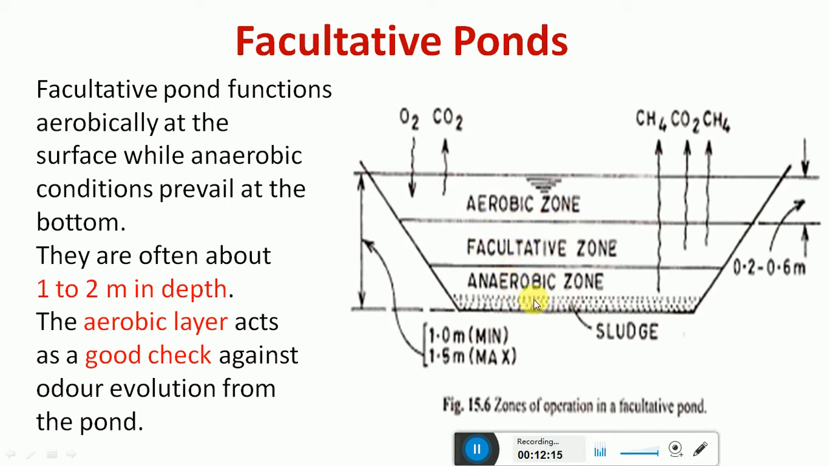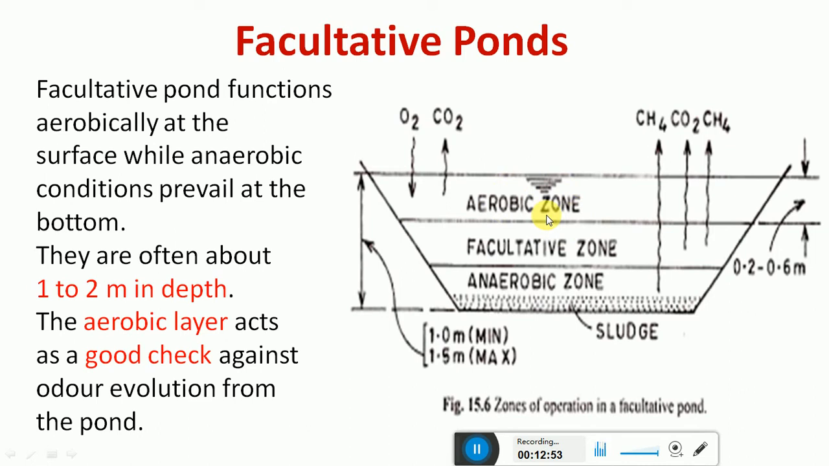These ponds are relatively deeper than aerobic ponds. The aerobic pond depth varies up to 0.5 meter, whereas here they are about 1 to 2 meters in depth. Since the depth is large, much of the sunlight will not enter, and air will also not enter the bottom layers. So at the bottom layer, at a depth of up to 2 meters, we have the anaerobic zone. Above it we have the facultative zone, which is partly aerobic and partly anaerobic, that's why it is called the facultative zone. And the top layer acts as the aerobic zone.